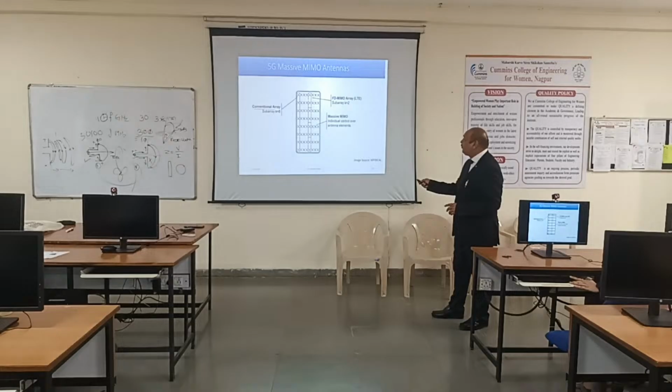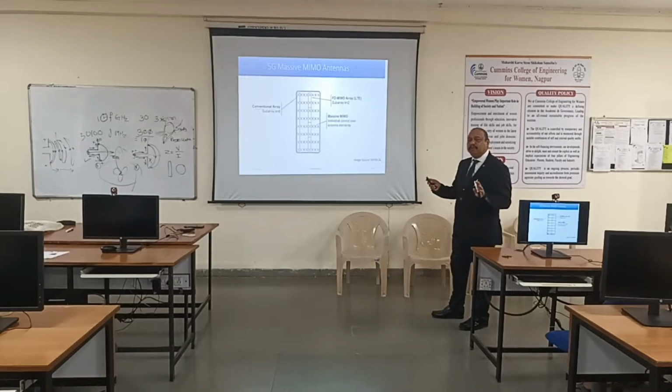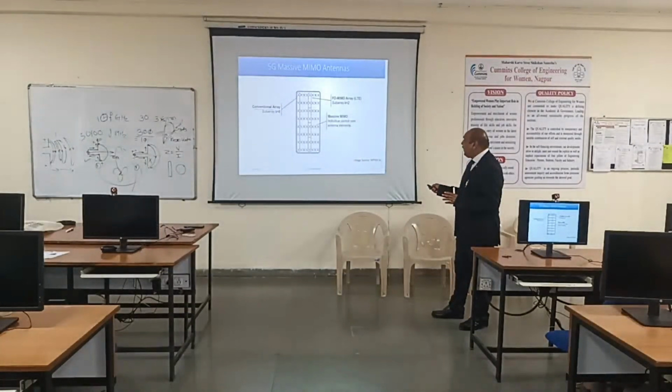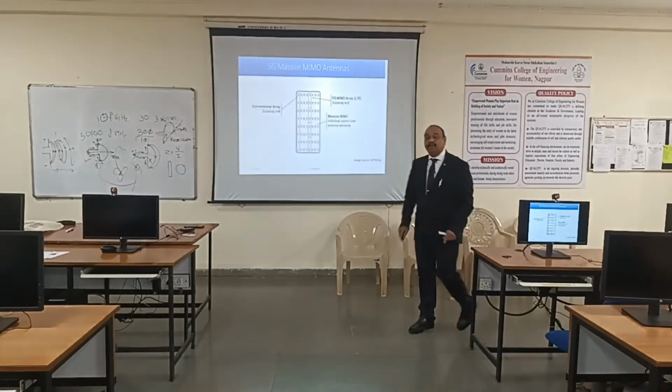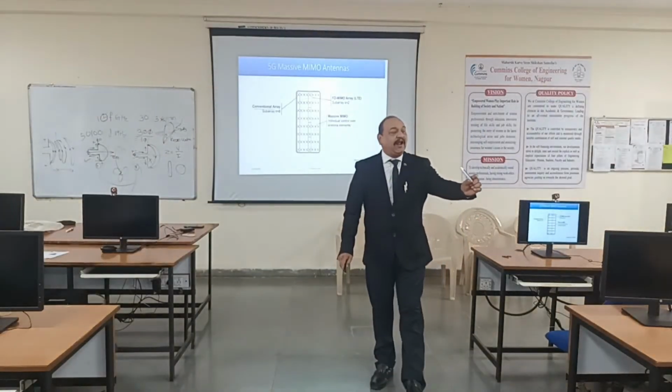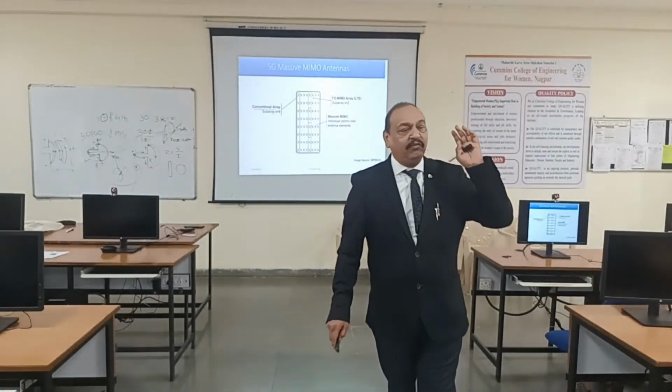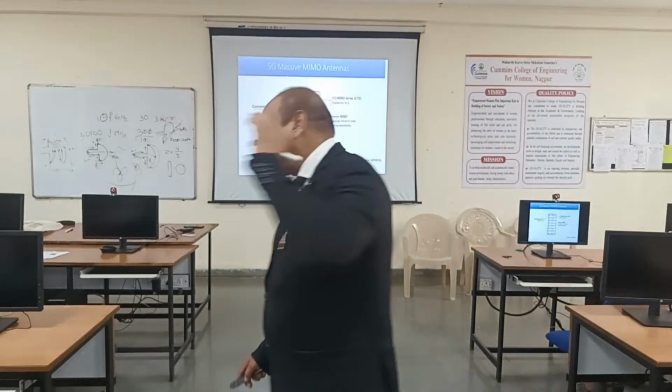ये दो array कहीं फोकस करेंगे, ये दो array और भी फोकस करेंगे, ये कहीं और करेंगे, ये कहीं और करेंगे. You can get the multiplier. If it is a massive MIMO, individual control over antenna element. Individual antenna can also focus with the help of massive MIMO, and that is the beauty.